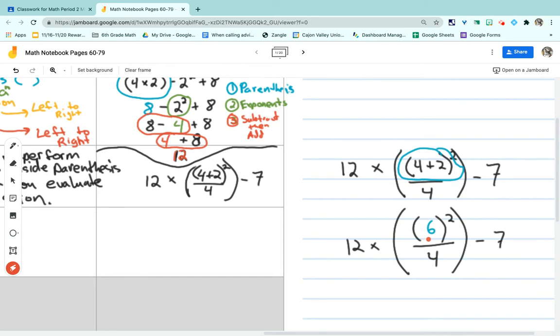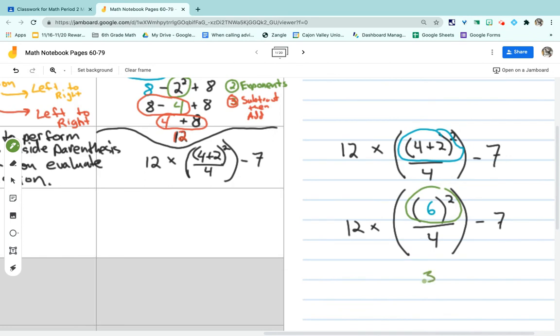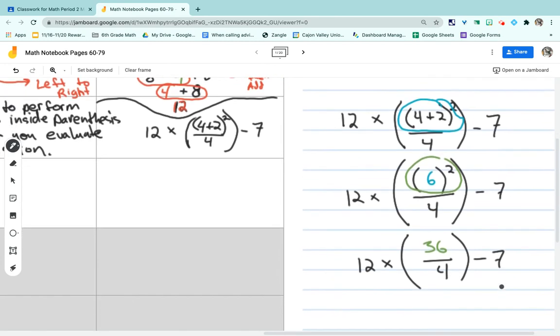Okay, so from here, I'm going to use exponents and solve that. So I'm going to use my exponent color, which was green in my notes from above, and I'm going to do this next. Now, 6 to the second power is 6 times 6. So 6 times 6 is 36. So I'm going to write that down. This is still divided by 4 in parentheses. And we still have that 12 times and minus 7.